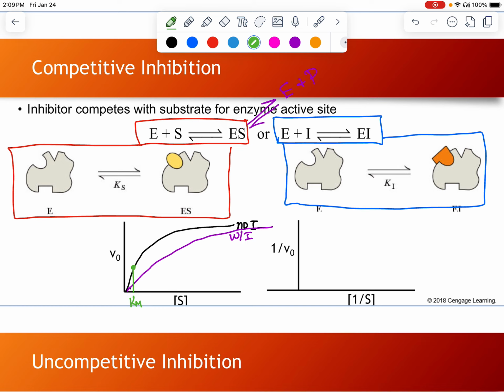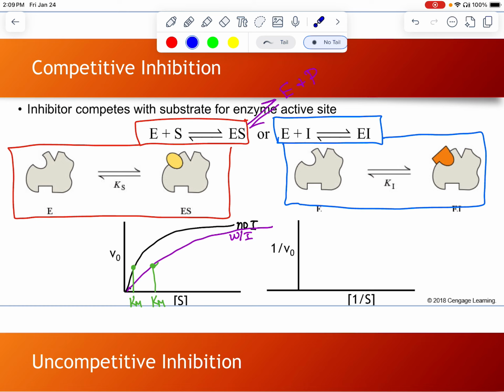But if I look at half Vmax, notice it took me a lot more. It changes because it changes the affinity of the substrate for the enzyme, essentially. The binding of the enzyme to the substrate isn't as good, right? Because sometimes it can't bond. Sometimes that enzyme is all blocked. And so we see that Km is increasing, which means lesser affinity.